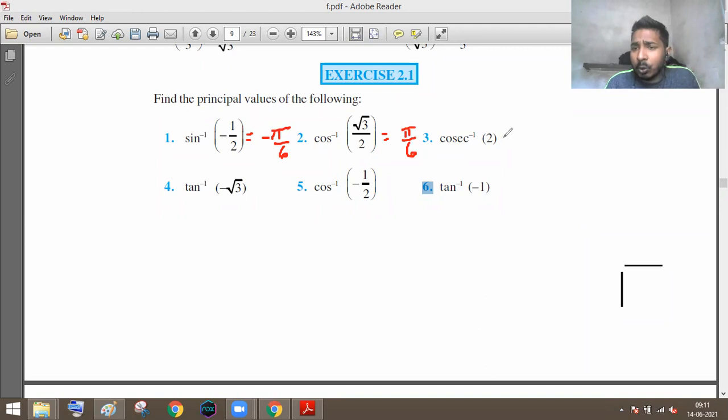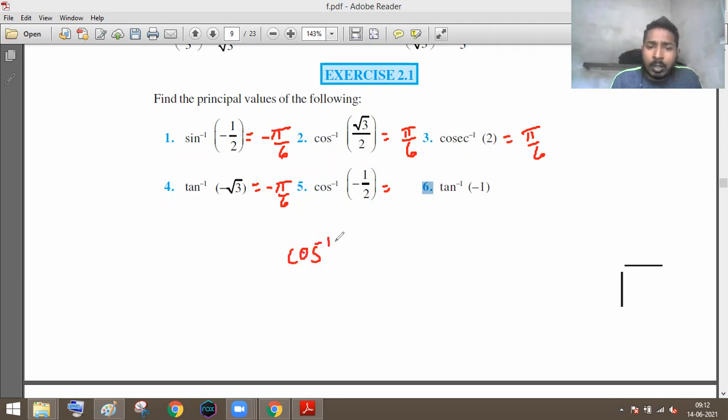Nouris, what is the answer for this? Cosec inverse 2. Pi by 6. Cosec inverse 2, yes, pi by 6. What is the answer for this? Tan inverse minus root 3, Nourish? Pi by 3. It is pi by 3 only? Sorry sir, minus pi by 3. Yes, minus pi by 3. Nasreen, what will be the answer for this? Cos inverse minus half? Sir, actually, I've solved only till the 4th question. Okay, no issue. Mehak, what is the answer for cos inverse minus half? 2 pi by 3. Exactly, 2 pi by 3.